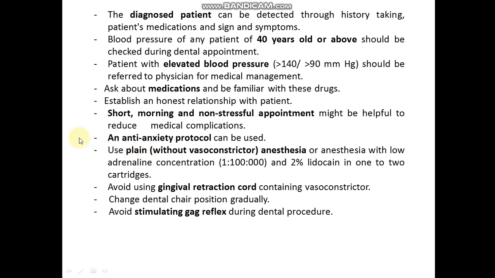The most important thing for us here is how we can manage hypertension, how we can prevent or avoid complications that may arise during tooth extraction. So the diagnosed patient, that means the patient who is already diagnosed and knows that he has hypertension. This can be detected through history taking, patient's medication, and from the signs and symptoms mentioned previously.